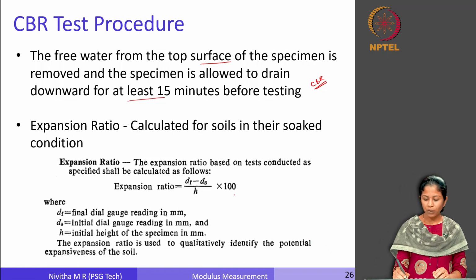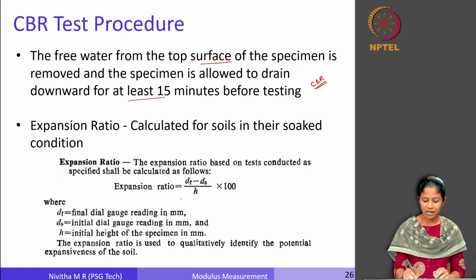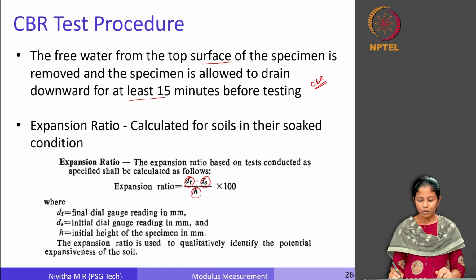Then we can compute an expansion ratio in addition to the CBR value. So, what is this expansion ratio? It is calculated as Df minus Ds, divided by H. Df is the final dial gauge reading, Ds is the initial dial gauge reading, and H is the height. So, this is going to give us the expansion ratio.